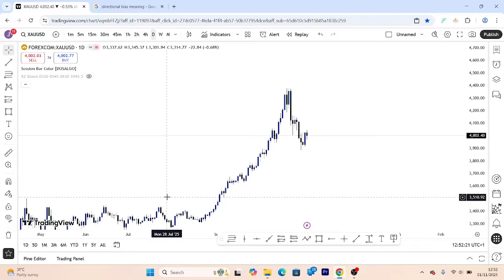Now, the beauty of market structure, right, is that market structure formation is similar in the higher time frame and the lower time frame. So what I mean is that across all the time frames, the market structure has similar formation. The only difference between them is the time it took for it to form that particular structure, right?